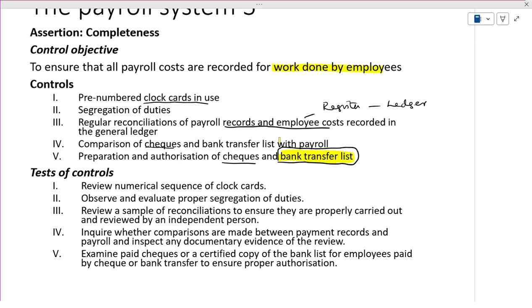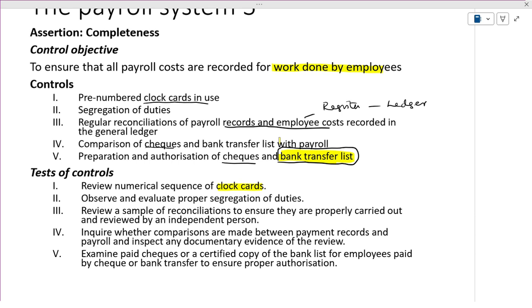Once class is over, if you have it in your email box, just refer to your payroll slip once again. You will get a clearer understanding about that. Review the numerical sequence of clock cards. Sequence is very important. Is that? Numerical sequence, pre-numbered sequence, automatically generated sequence.